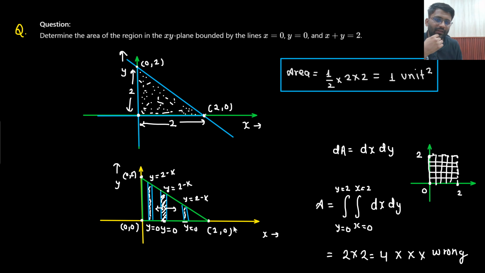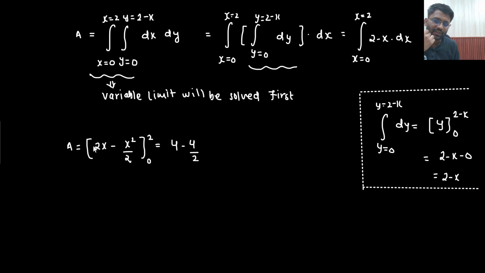Here something wrong we have done. The answer was 2 here: half into base into height. The answer was 2. So if you put the limit here, 2 into 2 is 4, and 4 divided by 2. Then put the limit 0: 0 minus 0 will be 0 only. So what is the answer you are getting? 4 minus 4 by 2, so 2 unit square is the answer. That's it. This is the answer.